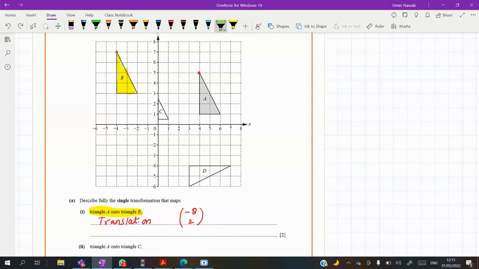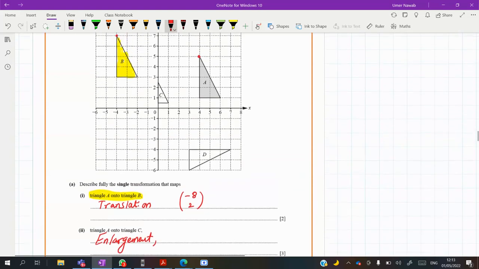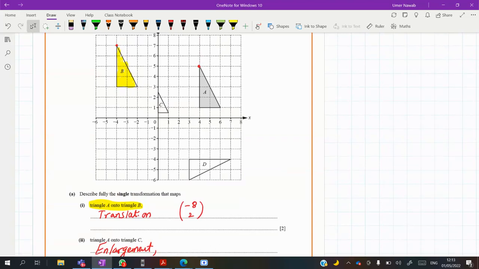Look at the shapes. C has the same shape, but size is smaller. Clearly, it is enlargement. It cannot be translation. It cannot be reflection. It cannot be rotation. So the fourth one, which is left, that is definitely enlargement. So whenever we talk about enlargement, we have to mention 3 things. What are the 3 things? The name of the transformation. The second thing is the scale factor.